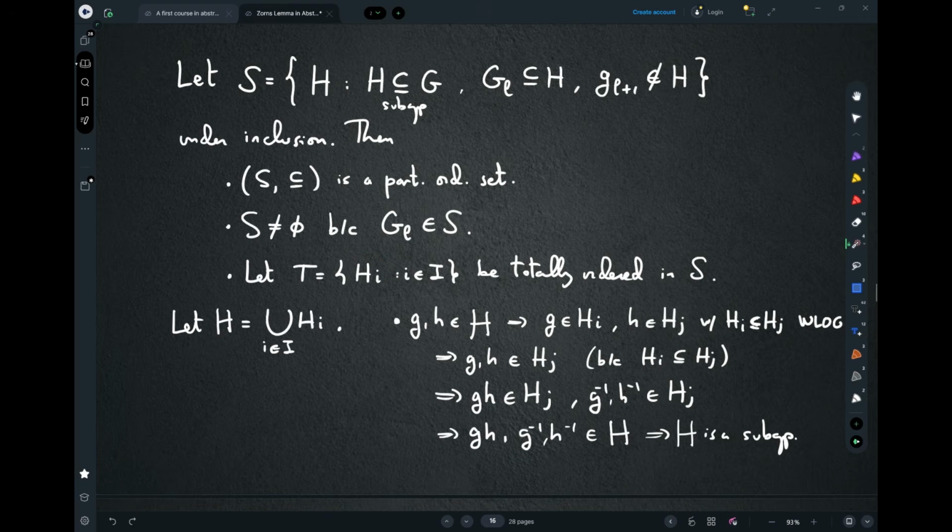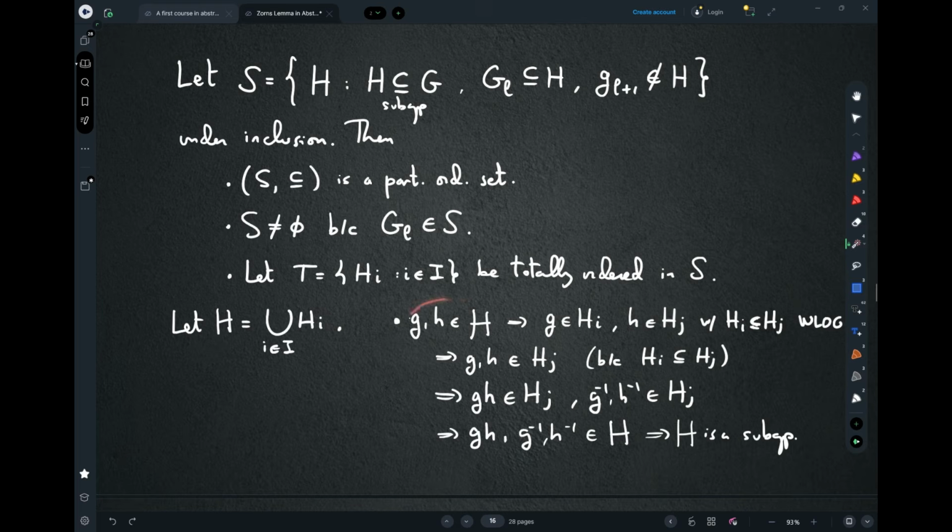So all these H_i in S are comparable. For H_i and H_j, one of them is always contained in the other. And we want to show that there is an upper bound. So what I'm going to create is a new set, H, which is going to be the union of all the H_i. I'm claiming that this is going to be an upper bound. In particular, I need to prove that this is a subgroup of G.